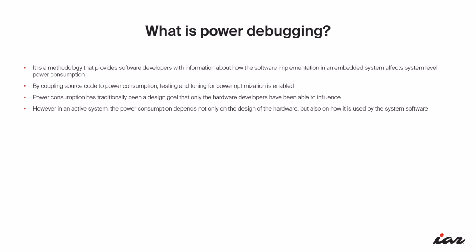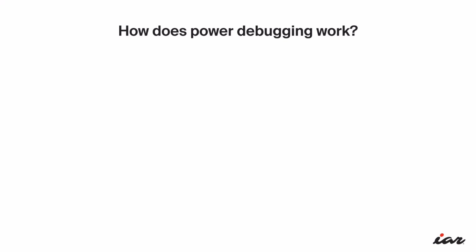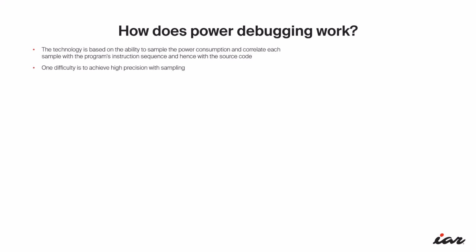Power consumption has traditionally been a design goal for hardware developers. However, nowadays power consumption depends not only on the design of the hardware, but on how it is used, meaning how it is controlled by the system software. So how does power debugging work? The technology is based on the ability to sample the power consumption and correlate each sample with the program instruction sequence and, in the end, with the source code.